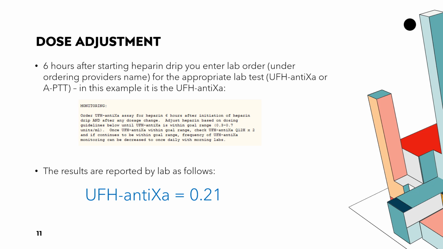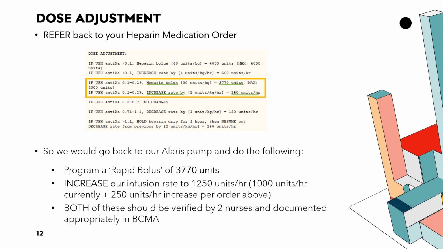Once you enter that and send it to the lab, or the phlebotomist comes and draws it, or if they have a central line, you draw it. Let's say in this case, the results are reported by the lab as follows. The UFH anti-10A is 0.21. Now what? Well, refer back to your heparin medication order. Again, it's all in one place.